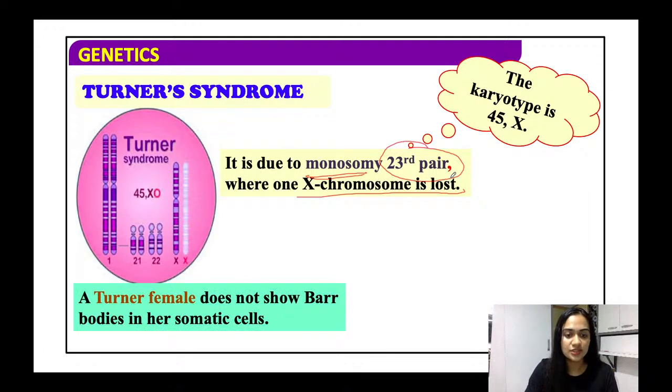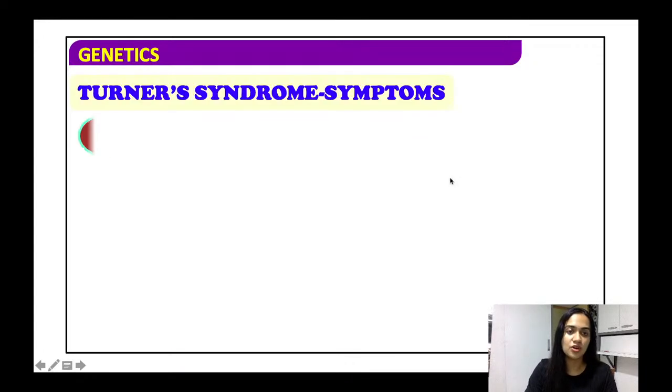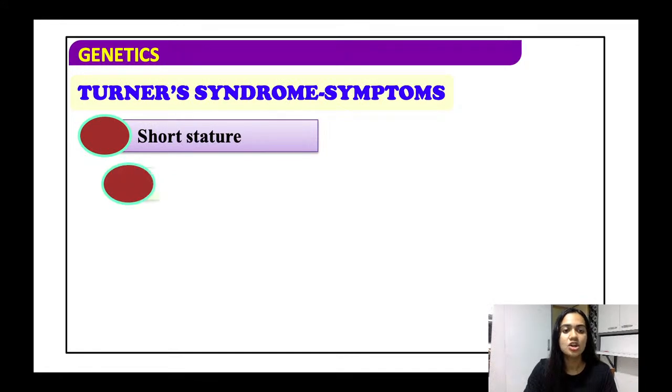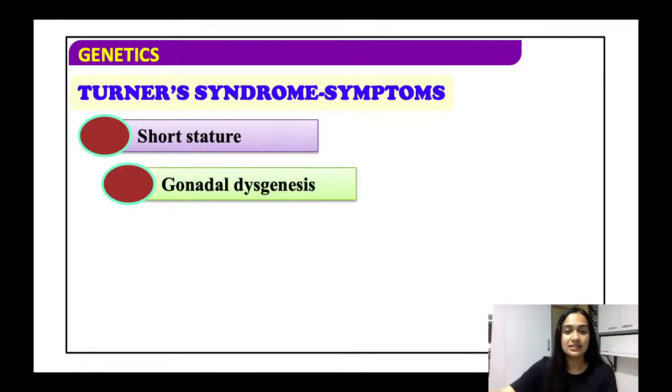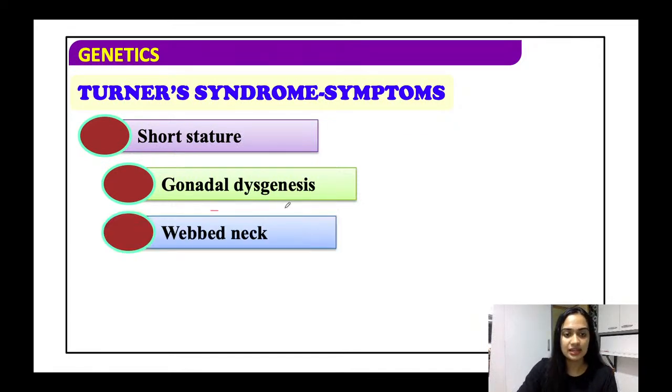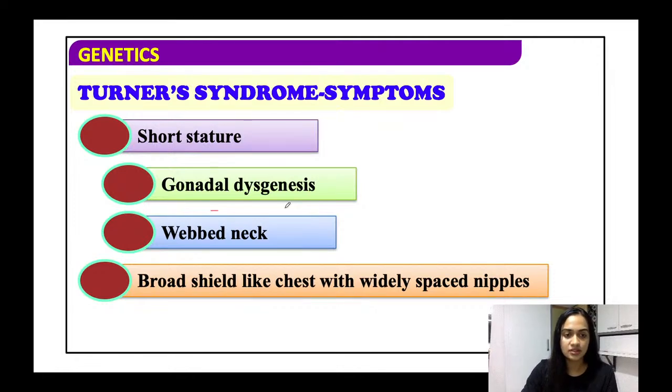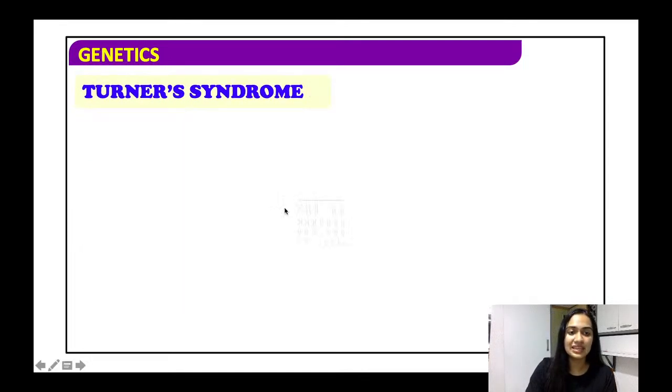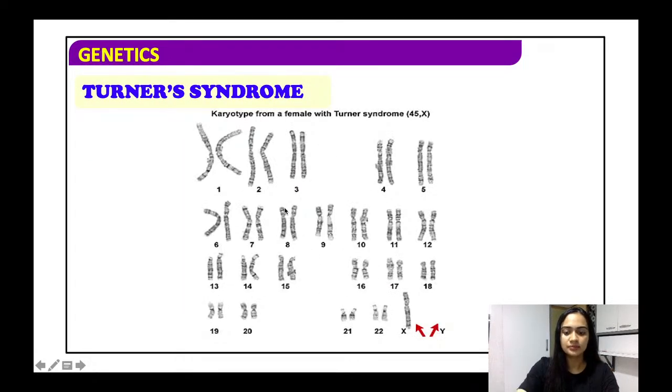So a Turner's female does not show Barr bodies in somatic cells. Short stature, these are the symptoms. Short होती है stature में, all right. Gonadal dysgenesis यानी कि sterile, webbed neck, all right. Broad shield-like chest with widely spaced nipples, that is the male characteristics, all right.